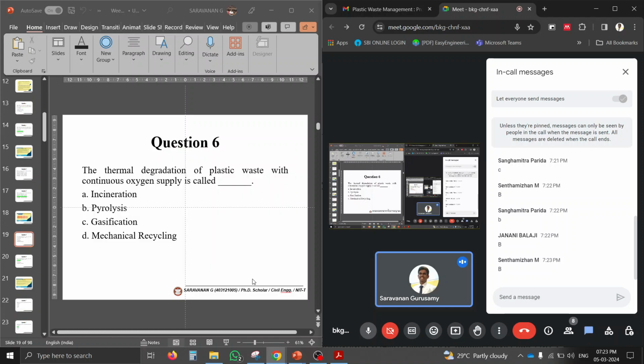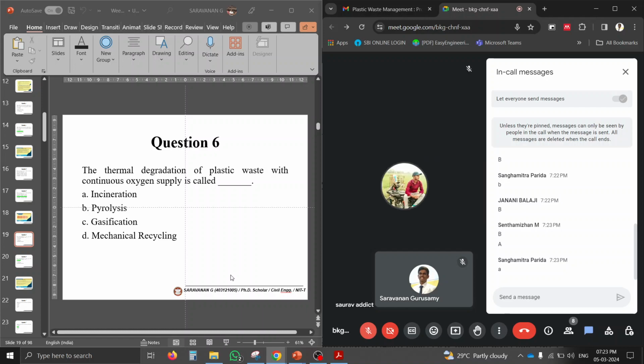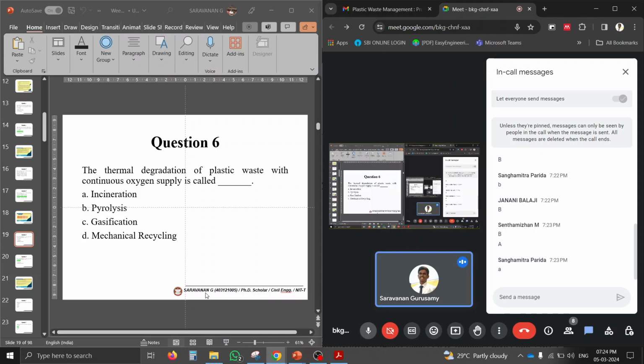Sixth question. Thermal degradation of plastic waste with continuous oxygen supply is called? With the oxygen supply, that's correct. So with oxygen supply, that's called incineration. Without oxygen supply, that is pyrolysis.